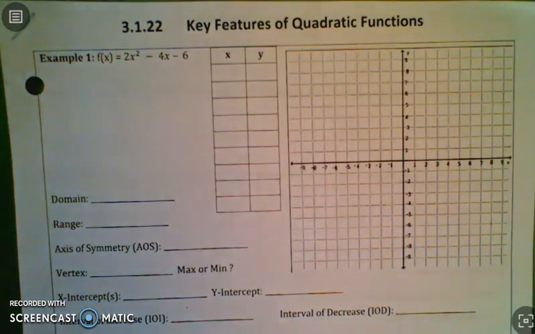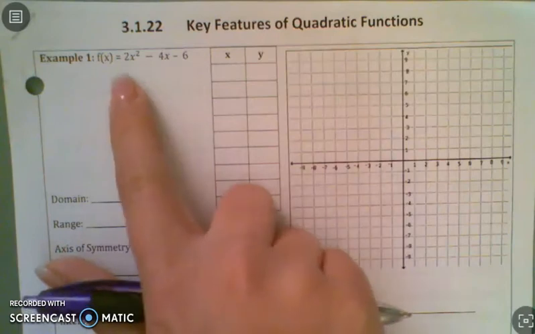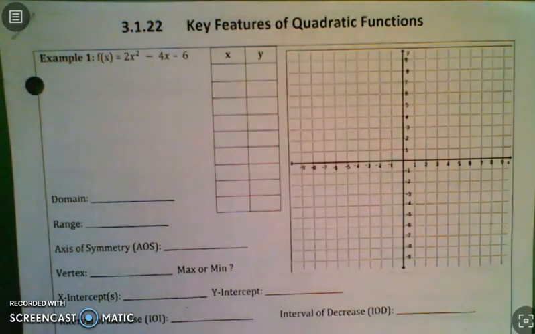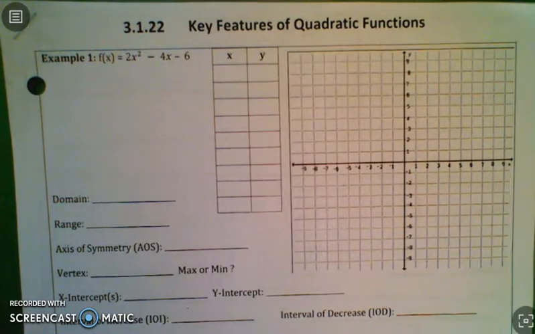So this video is about key features of quadratic functions. It's an extension of what we did yesterday. So the first thing you're going to want to do when you see something in standard form, which is this example, is to find your vertex and your axis of symmetry.